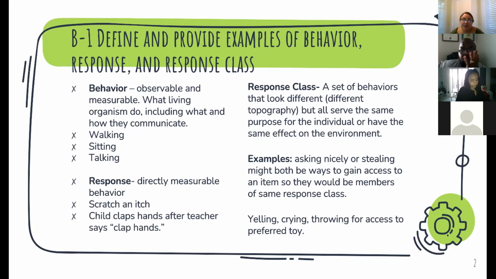B1, define and provide examples of behavior, response, and response class. So behavior is anything observable and measurable, what living organisms do, including what and how they communicate. Like walking, sitting, talking. And then a response is something directly measurable. So you scratch an itch, or a child claps their hands after the teacher says clap hands. That's an example of a response.